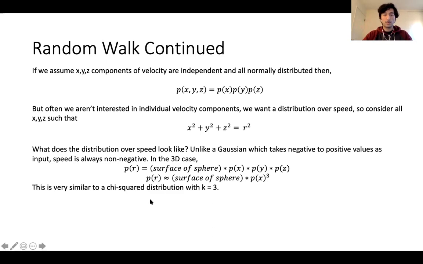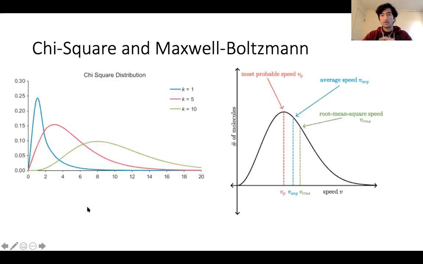And just the last comment I want to make is that this is pretty similar to a chi-square distribution with k equals 3. That's actually where the Maxwell-Boltzmann distribution comes from. It's very similar to a chi-square distribution in which you have 3 degrees of freedom. Here I just have the two distributions so you can observe the similarity. This is the Maxwell-Boltzmann distribution for speed, and this is a chi-square distribution with different values of k. Again, you won't really need to know how to derive the Maxwell-Boltzmann distribution, but this is just so you have some idea of where this distribution comes from.